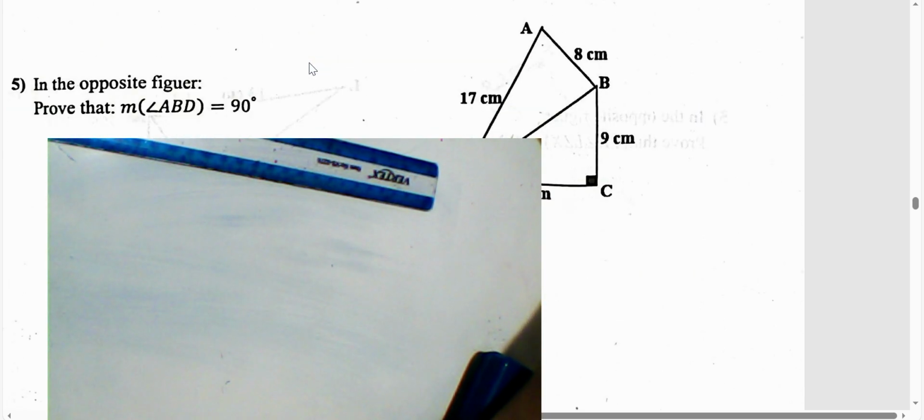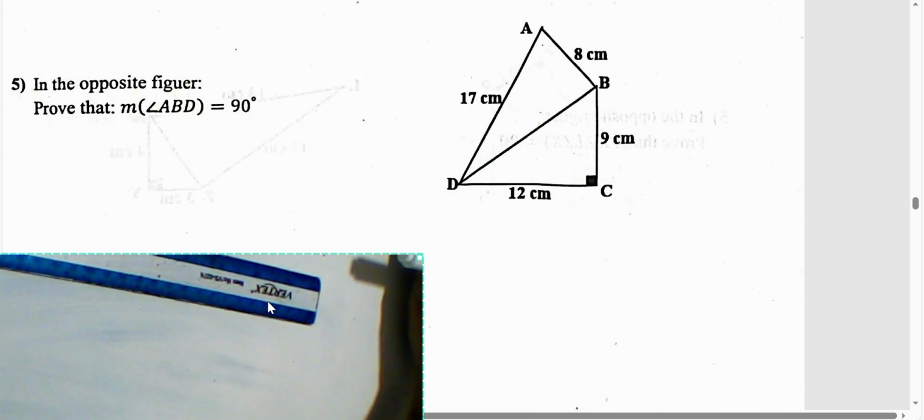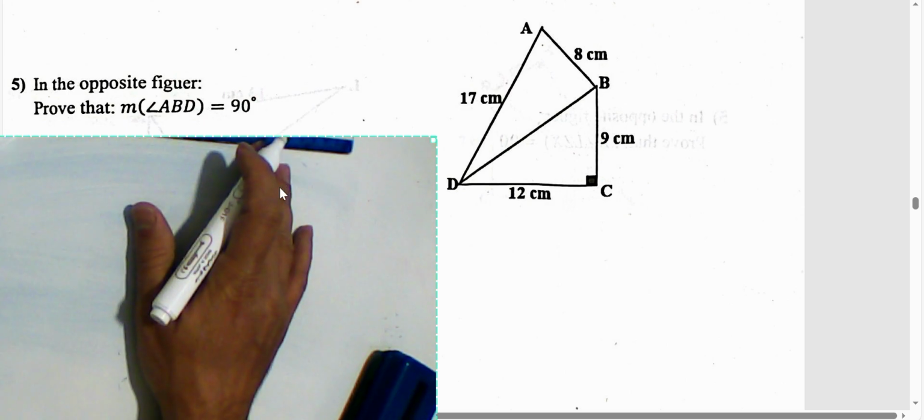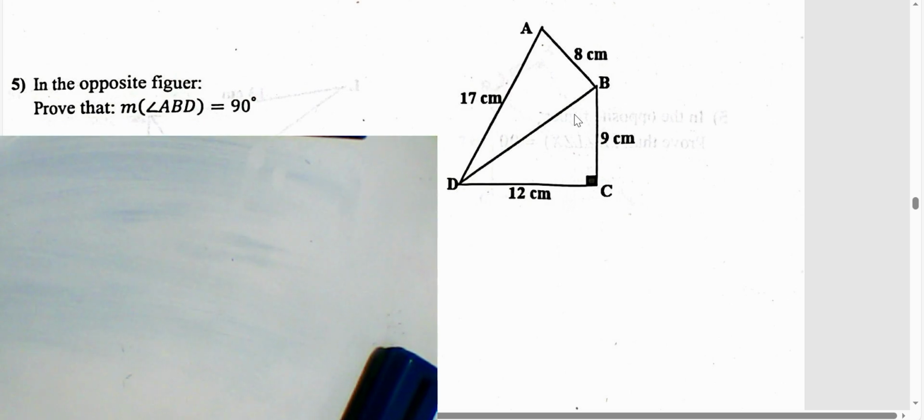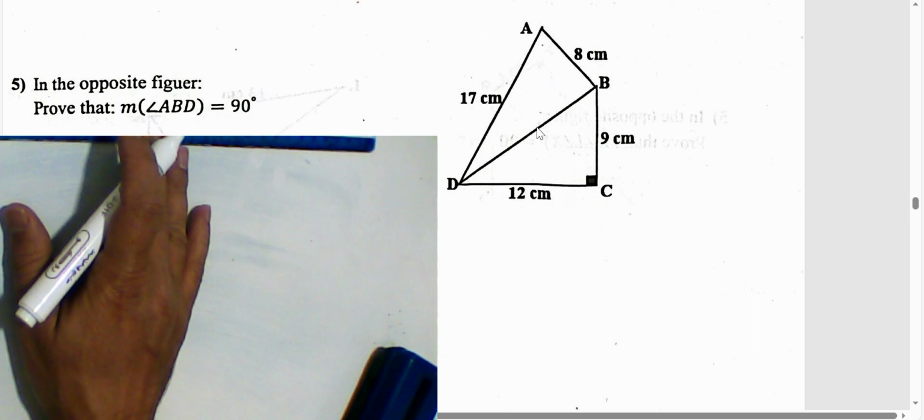Okay, next question. In the opposite figure, he wants to prove that angle D is 90 degrees. First step, we can find the length of DB from the right-hand triangle BCD. We have BC equal to 9 centimeters and CD 12 centimeters. We can find the hypotenuse from the Pythagorean theorem. So you must write these properties when you write the answer.